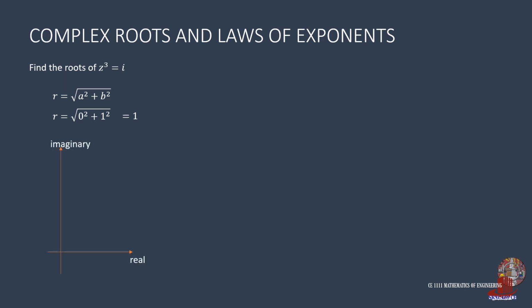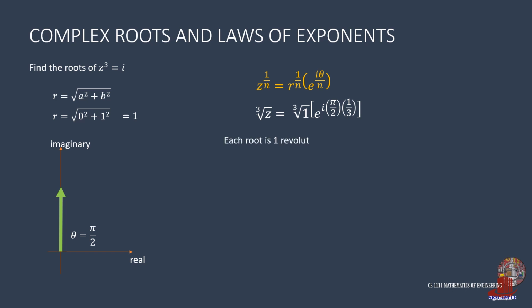When the vector is illustrated, it shows that it points upwards, which says theta is 90 degrees or pi over 2. Plug these parameters in the exponential form and get the cube root of z as the cube root of 1 times e raised to i times pi over 2 times the root, which is 1/3. Start with the first root, 1e raised to i times pi over 2 multiplied by 1/3. This is simplified as 1e raised to i times pi over 6.